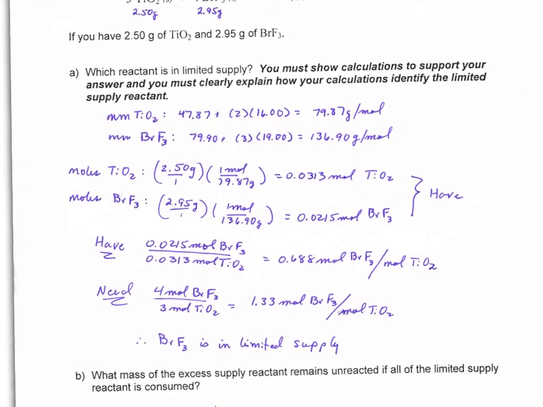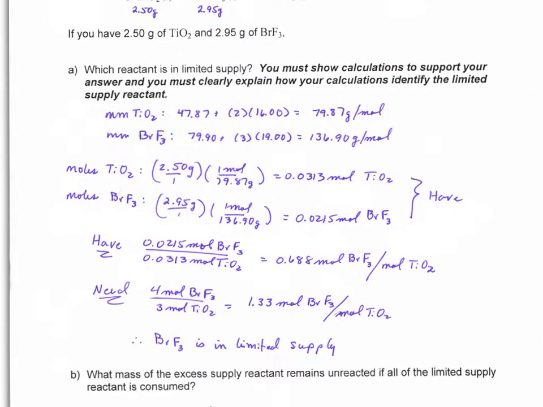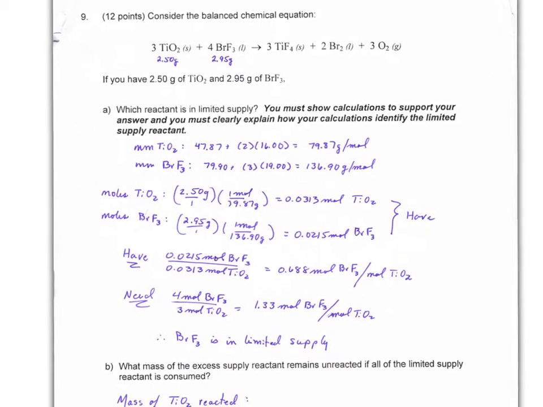I went ahead and you need to show the molar mass of getting the TiO2, molar mass of BrF3, convert the grams to moles, and you can see the relative number of moles over there on the right. And so I went ahead and took a ratio of, in this case, the BrF3 to the TiO2, the have ratio, and the need ratio, of course, came from the coefficients in the balanced chemical equation.